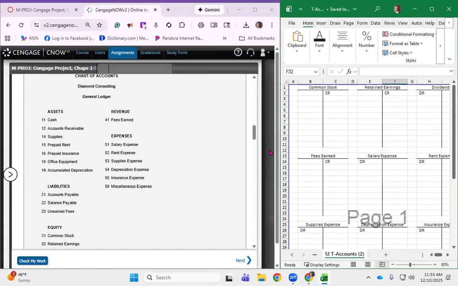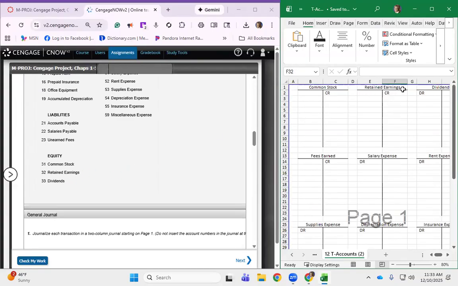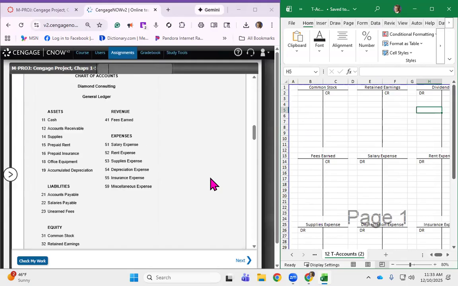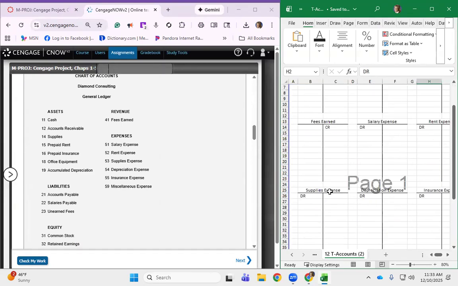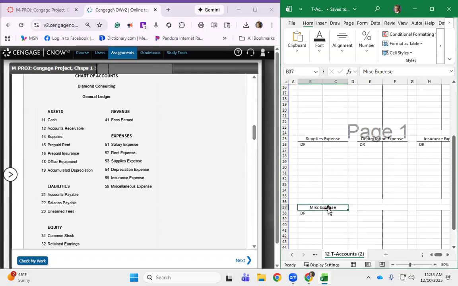We've got common stock. Yes. Retained earnings. Yes. Dividends. Yes. Actually, that ought to say cash dividends, but they didn't name it that. So I'm trying to follow the problem. Fees earned is our one and only revenue. By the way, dividends is the only equity account that has a debit normal balance. Then come our expenses. Our expenses all have debit balances: salary expense, rent expense, supplies expense, depreciation expense, insurance expense, and miscellaneous. Okay, so those are all there.